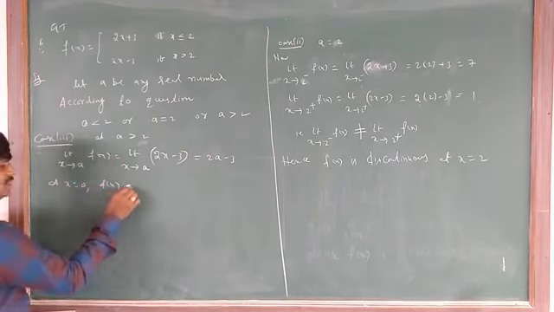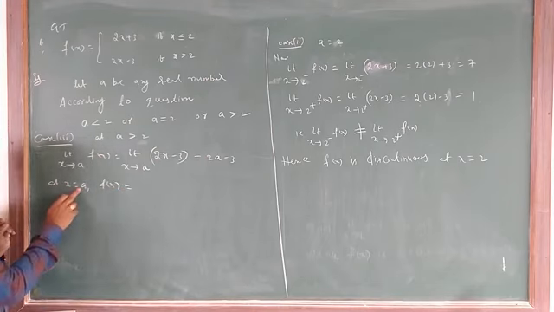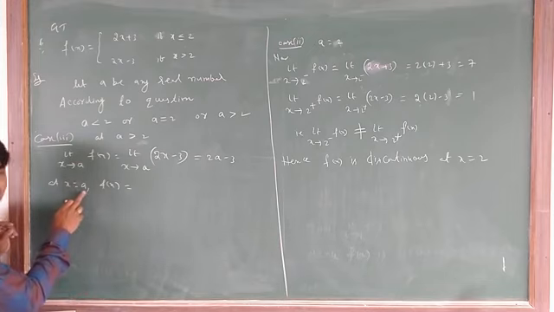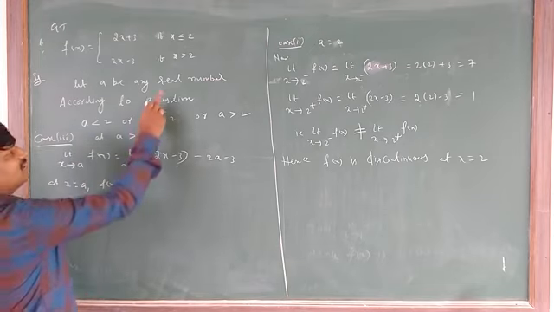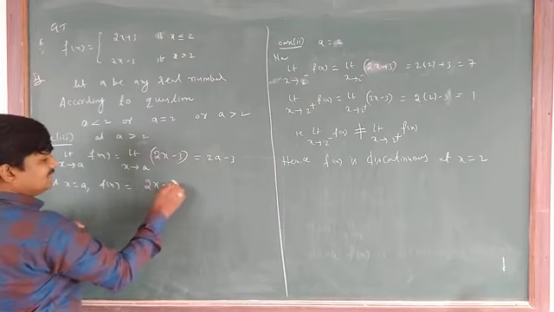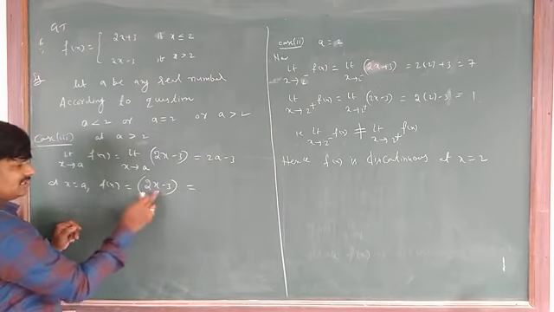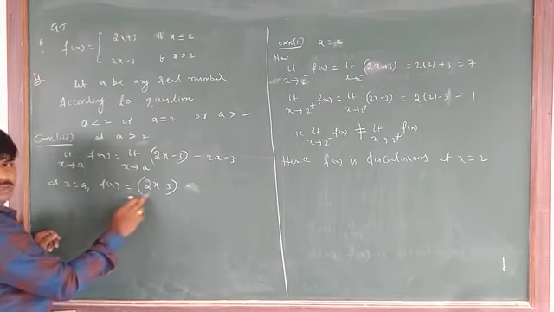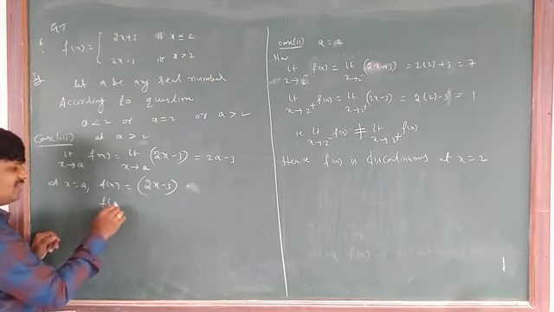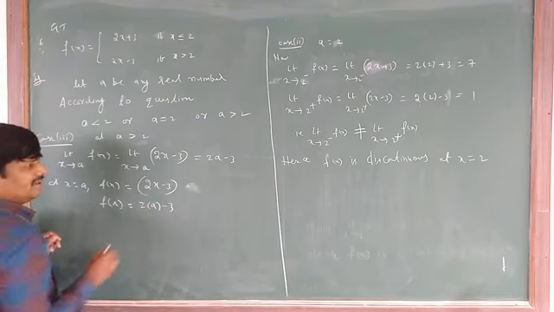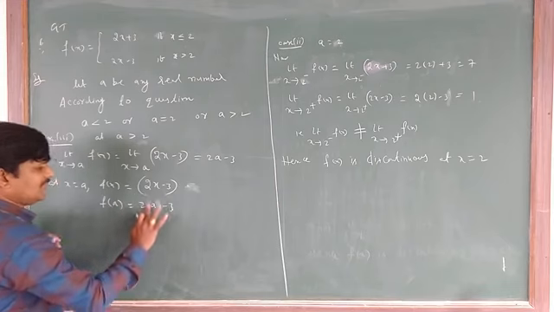What is the function here? X equal to a means what is the a value here? A value is a real number that is more than 2. So what is the function here? A is a real number more than 2 means what is the function? 2x minus 3 only. So f of x equal to 2x minus 3. And next, what is the f of a value here? F of a is equal to 2 into a minus 3. So 2a minus 3.